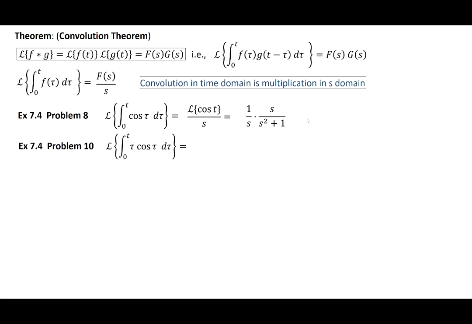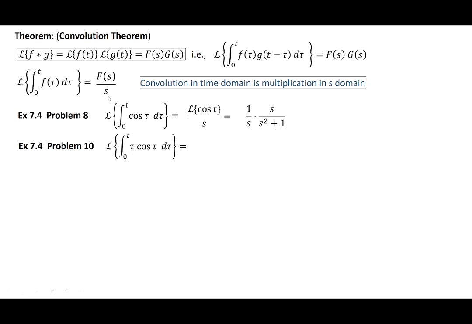What about this one? What does it look like? Does it look like this, the Laplace of the integral from 0 to t of f of tau d tau? Or does it look like f of tau g of t minus tau d tau? Notice there is no t minus tau. So you cannot look at it as f of tau g of t minus tau. It is in fact f of tau. What is f of tau though? This whole product, tau times cosine tau.